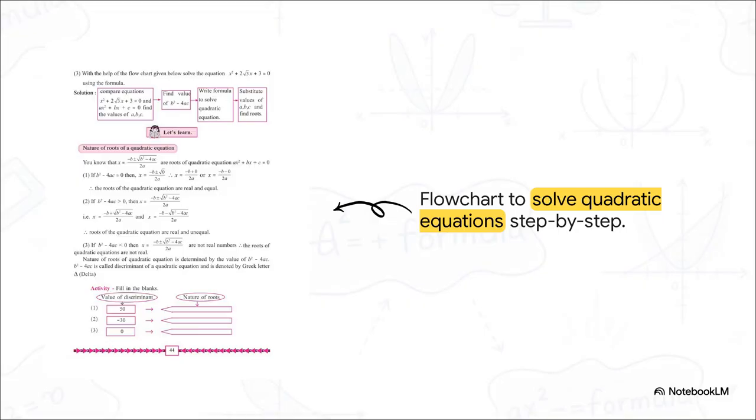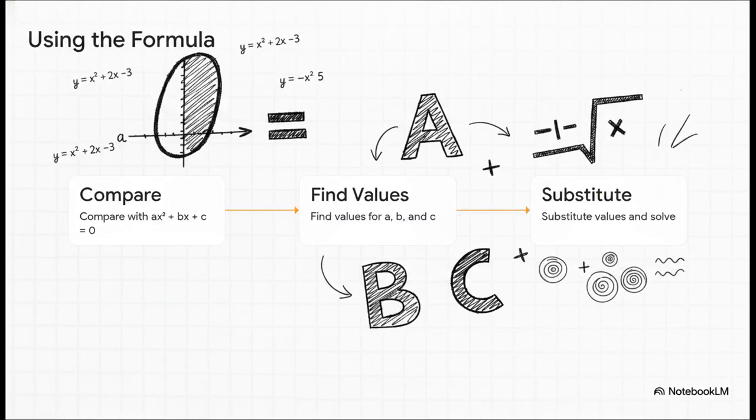Notice the clear sequence in this logical flowchart from our textbook. It is guiding us step by step from simply comparing equations all the way down to substituting our values. It is a very systematic approach. To avoid those silly mistakes in your exams, always follow these 3 methodical steps when you use the formula. First, compare your given equation with standard form, ax squared plus bx plus c equals 0. Second, carefully extract your values for a, b, and c, and please pay close attention to their signs. And third, substitute them into the formula and solve.